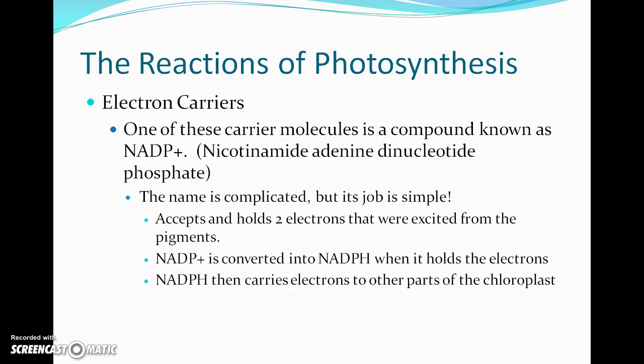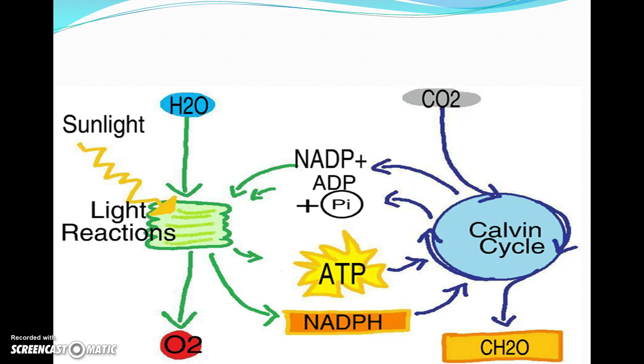What these electrons need now is to be carried to a different part of this photosynthesis reaction, and that's done through this NADP+. Remember that when NADP+ is carrying these two electrons, it turns into NADPH. So NADPH is going to carry these electrons to a different part of the chloroplast so that those electrons can be used in a different part of photosynthesis.